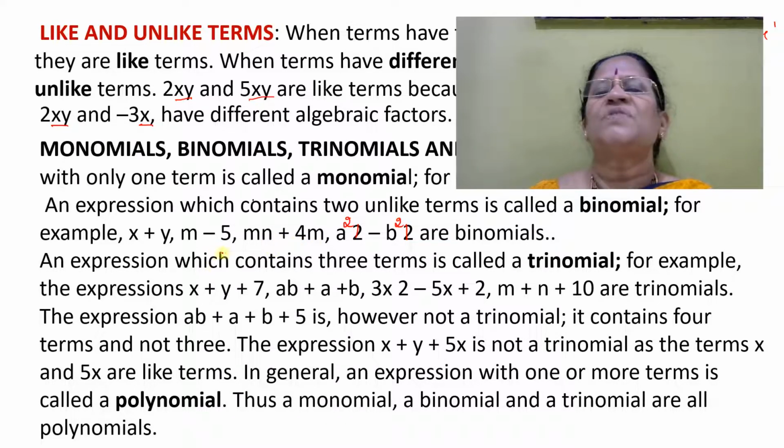Then an expression which contains three terms is called a trinomial, which again are separated by either a plus or minus sign. So this is x square minus 5x plus 2, m plus n plus 10. These are trinomials.